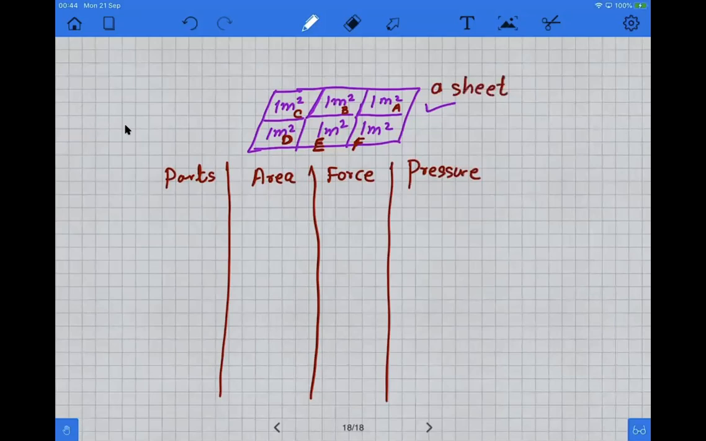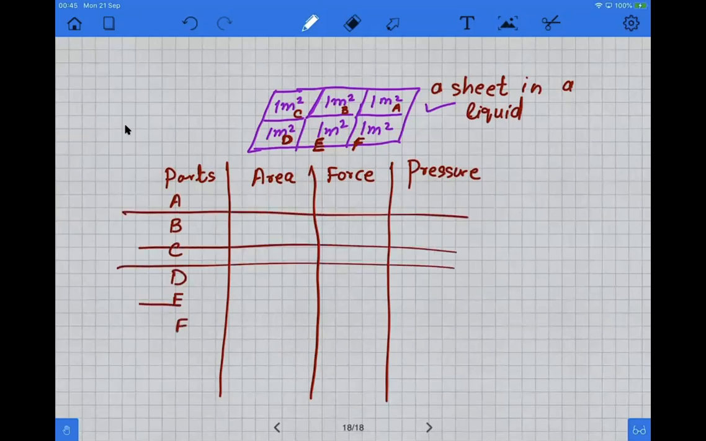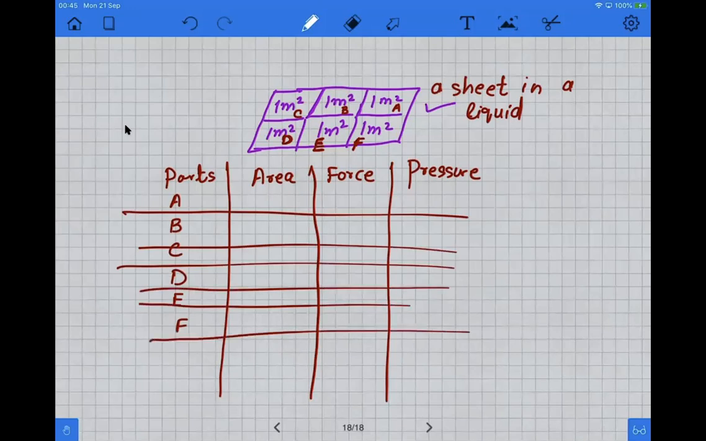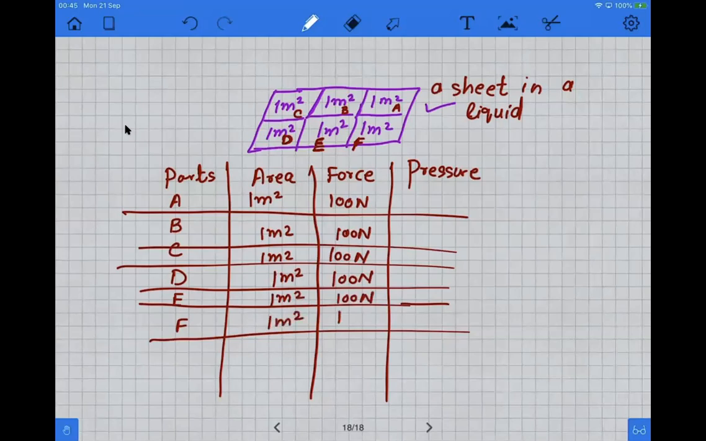A sheet in a liquid. For example, if you take part A only, part B only, part C only, part D only, part E only, part F only, then the concept is that if you take any one single part, if the area is 1 meter square and the force is 100 Newton for A, this will repeat for B, this will repeat for C, this will repeat for D, this will repeat for E, and this will repeat for F. The values are just for understanding.